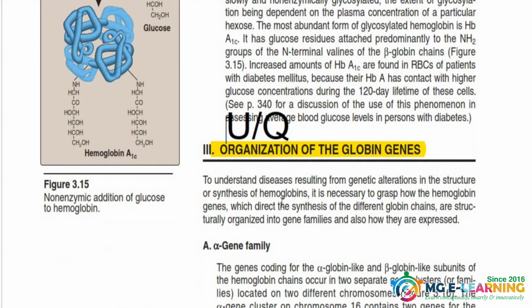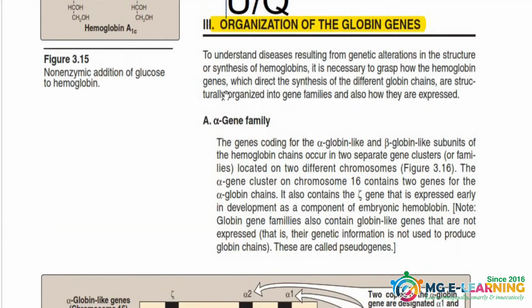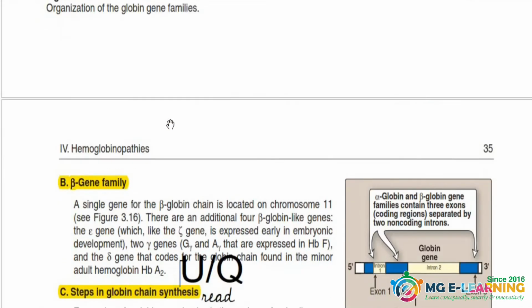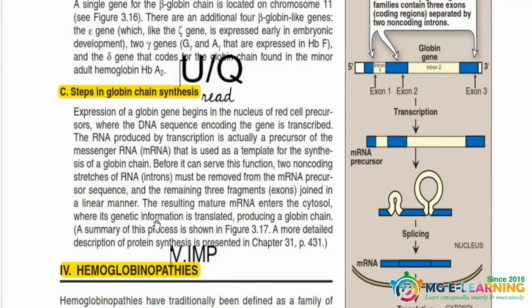And after that, organization of the globin genes is a UQ: the alpha gene family and the beta gene family. You have to elaborate this. And then steps in the globin chain synthesis is a UQ. It's an important UQ. And you can see the figure.